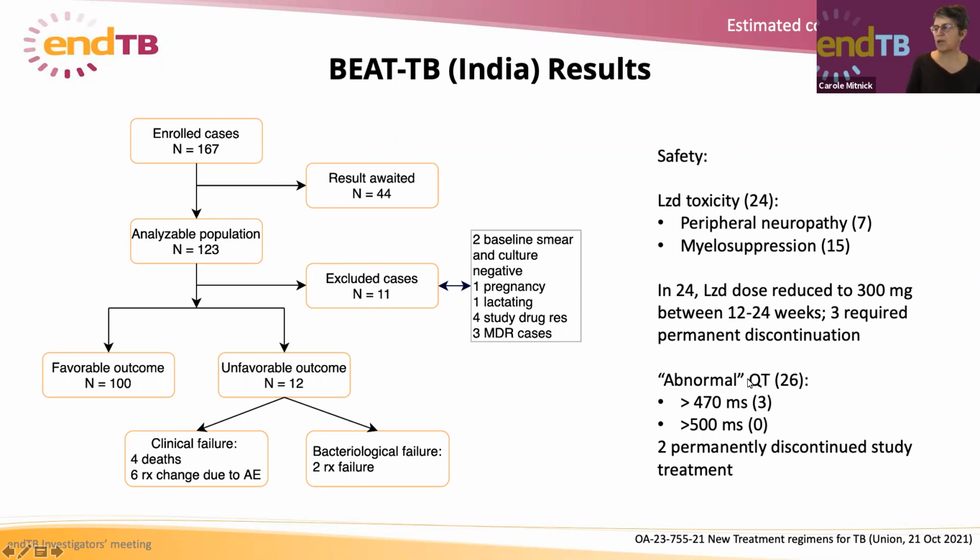Abnormal QT was reported in 26. The definition of abnormal QT was not provided, but you can see that only 3 patients had a QT interval of greater than 470 milliseconds and none greater than 500, and 2 were permanently discontinued from study treatment because of a prolonged QT interval.